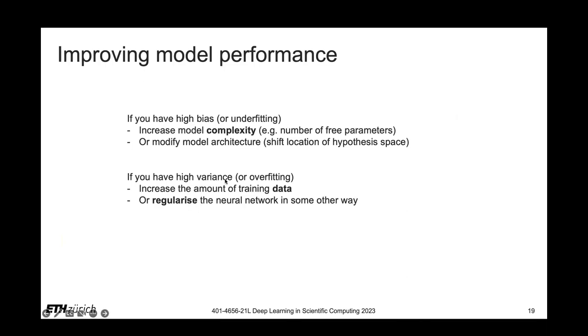If you have high variance, or if you're overfitting, one very easy way to address it is to increase the amount of training data. That makes sense: the more data you have, the harder it is to overfit to that data. The final way you can reduce overfitting is to regularize the neural network, and that's what I'm going to explain in the next part.